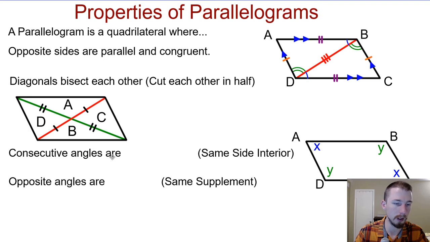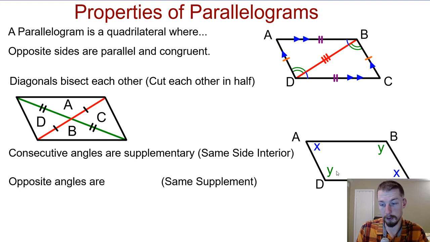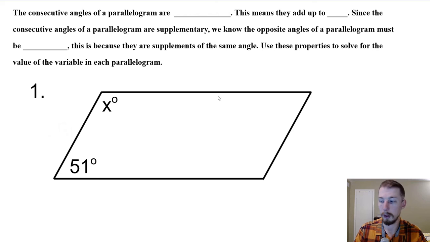The consecutive angles, which are going to be the ones that are right next to each other, those are going to be same side interior, right? So they are supplementary. So X and Y are going to be supplements. Those two are supplements as well. Then we have the opposite angles are going to be congruent, because they're the same supplement of the same X or the same Y. So the opposite angles are congruent because it's the same supplement of their same side interior ones, just like how we prove vertical angles are congruent.